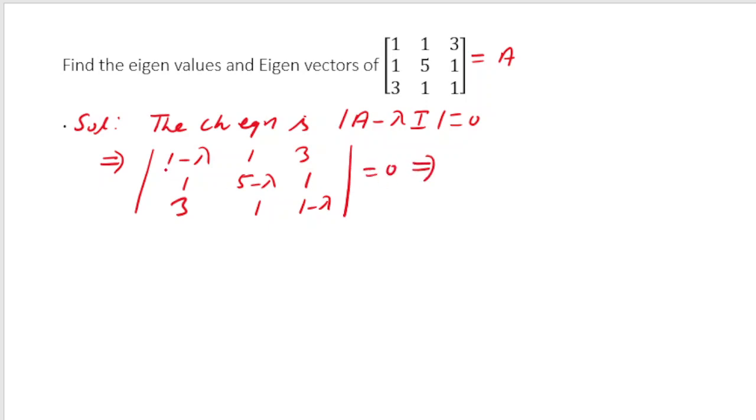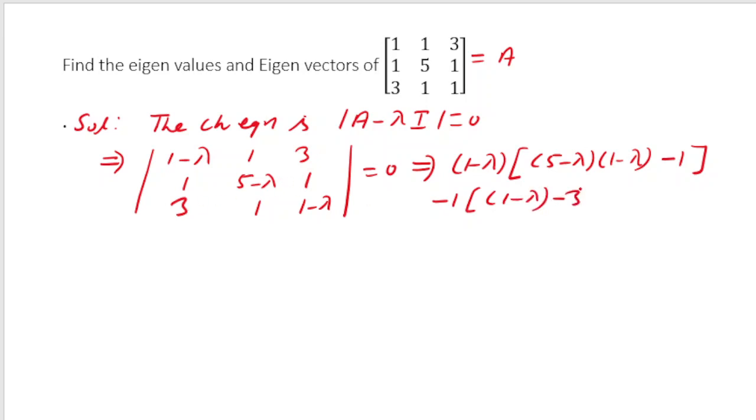So to expand this, I am going to expand it about the first row. So 1 minus lambda into 5 minus lambda, 1 minus lambda, this into this, minus 1, then minus 1, 1 into 1 minus lambda, that is 1 minus lambda, and 3 into 1, so minus 3, and then plus 3, 1 into 1 is 1, minus 3 into 5 minus lambda is equal to 0. Okay, up to this I hope it is clear.